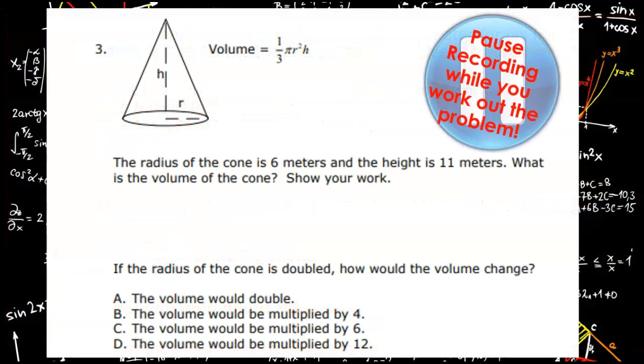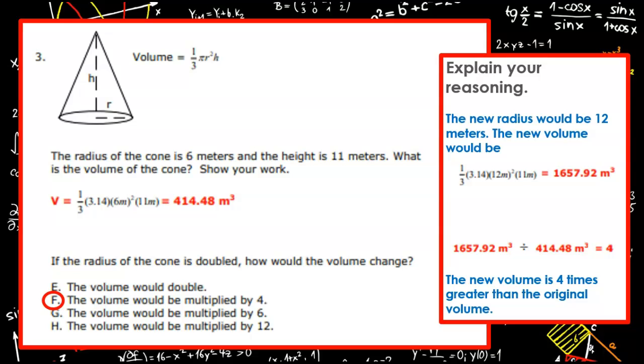Okay, question number 3. I want you to find the volume of this cone. The radius of the cone is 6 meters and the height is 11 meters. What is the volume of the cone? Show your work. And then I want you to tell me if the radius of the cone is doubled, how has the volume changed? So press pause while you work this one out, and then press play to move forward.